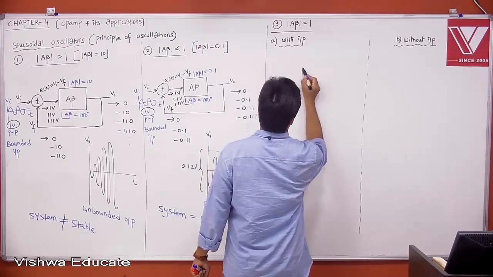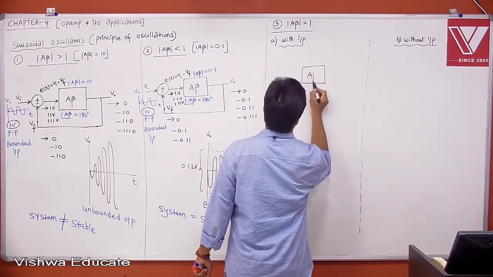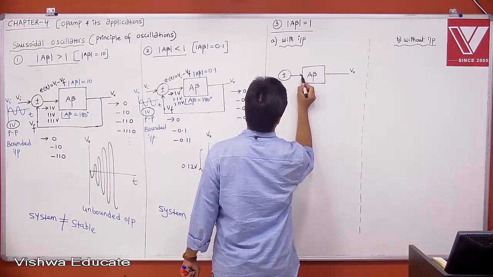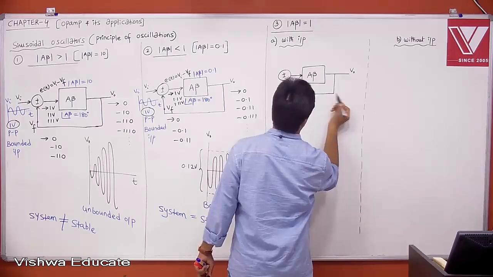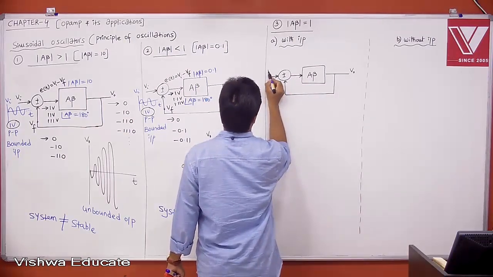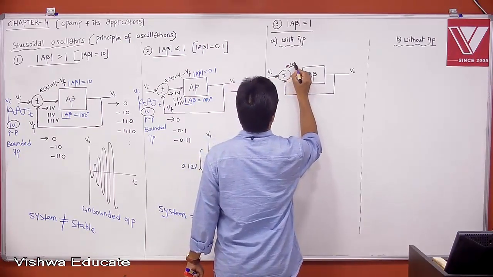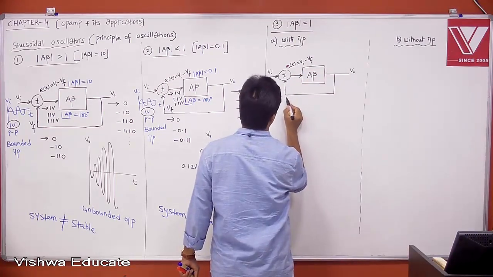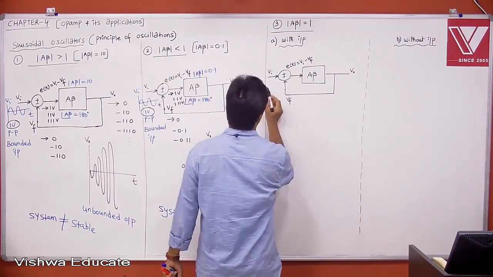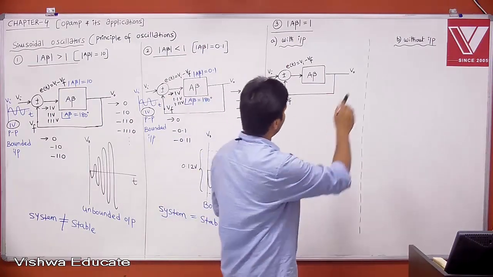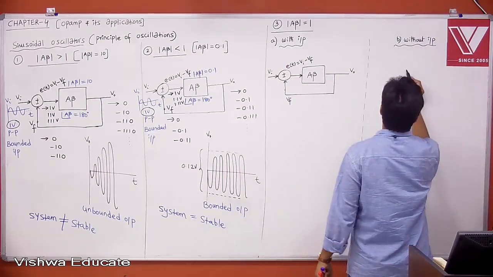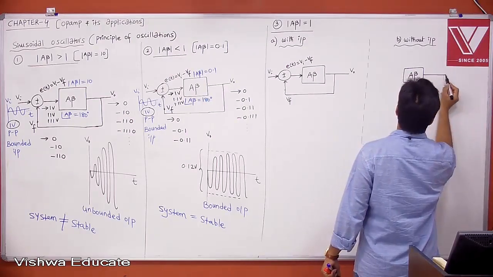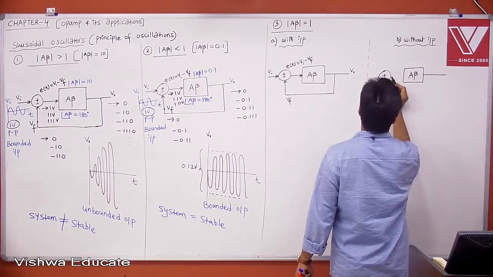Now this is your A beta, and this is your output, and this is your unity gain feedback, and this is the feedback quantity, and this is your Vi, and this is the error voltage, E of t equal to Vi minus Vf, and this is the feedback quantity Vf. First of all complete this, then I'll explain here also. Here also, this is your A beta, and this is our plus minus.